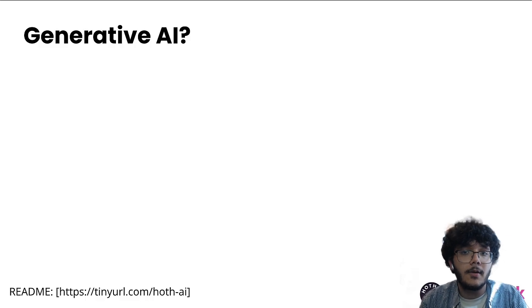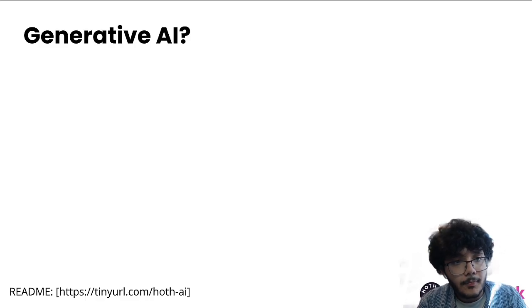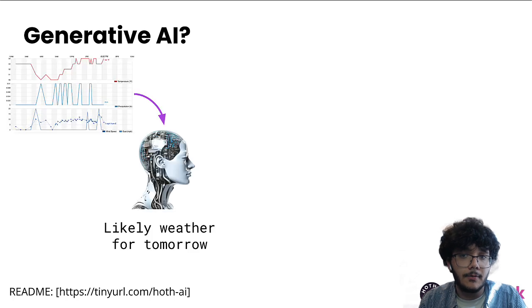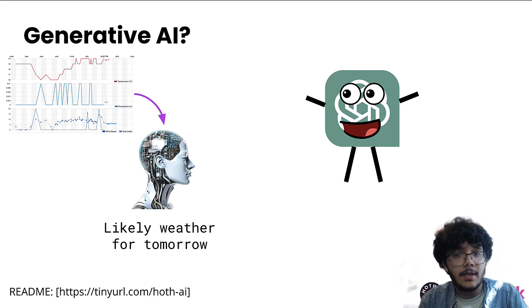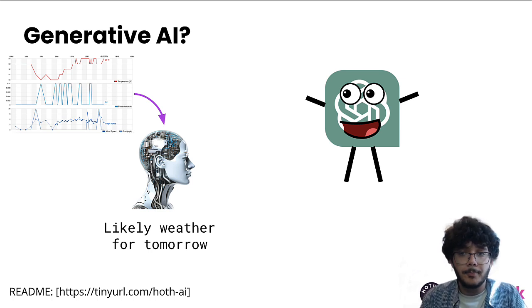But okay, what is generative AI? An example I mentioned earlier about AI was that you can feed it a dataset of weather patterns and it would spit out the likely weather for tomorrow. Generative AI, though, like ChatGPT, is a subset of AI that's not just used to analyze data, but it's used to create new content in the form of text, audio, images, or even video.